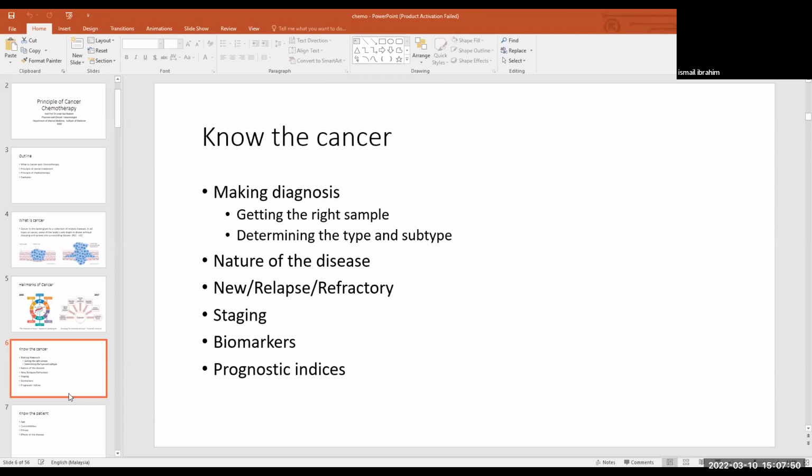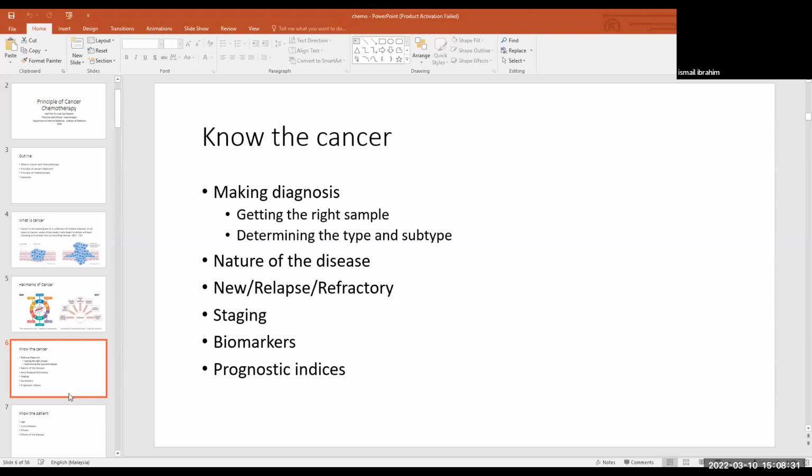The nature of the disease: we need to understand whether this is a disease that is slow growing or rapidly growing, or whether this is a curable disease, based on our knowledge. That is important as well to pick the right chemotherapy. Also, what phase: a newly diagnosed cancer is definitely different from a cancer that is relapsing or refractory to previous chemotherapy. The stage of the cancer is also important to decide what treatment to give.